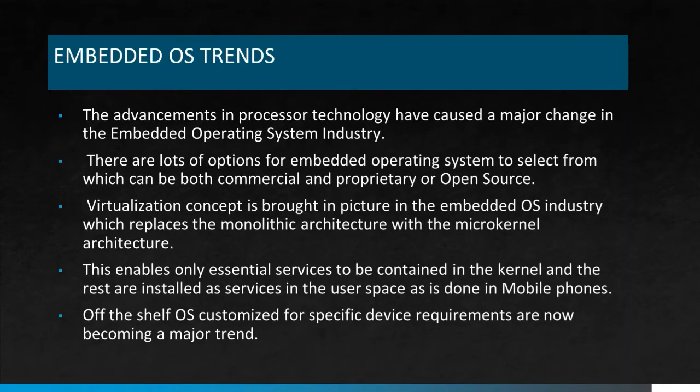The second trend is embedded OS trends. The advancement of processor technologies has caused a major change in the embedded OS industry. There are a lot of options, either commercial or open source. The virtualization concept replaces monolithic architecture with microkernel architecture. This enables only essential services to be contained in the kernel and the rest are installed as services in user space, as is done in the case of mobile phones. Off-the-shelf OS are now becoming a major trend.